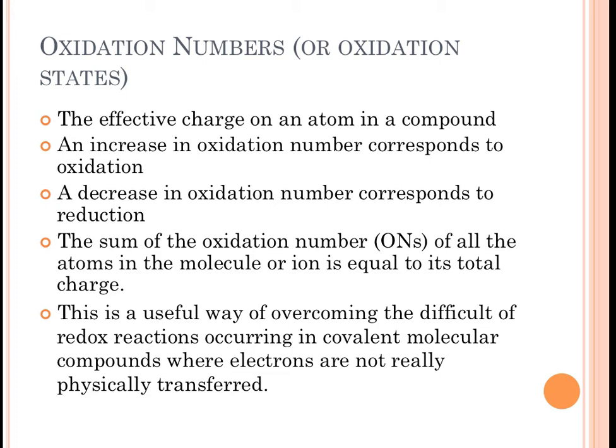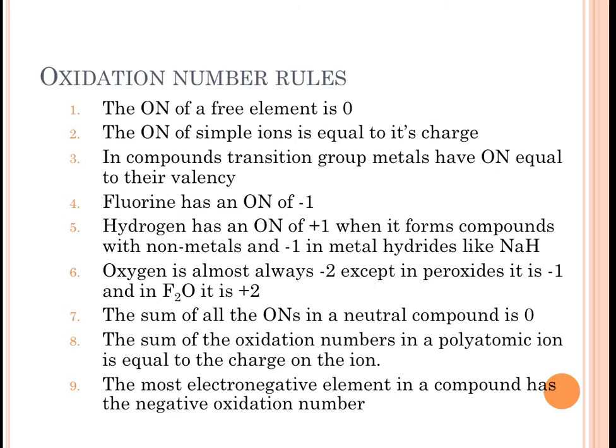We use oxidation numbers because in covalent molecular compounds, we're not really seeing the transfer of electrons. What we're seeing instead is a change in how those electrons are shared. Okay? We can work out those oxidation numbers using a few rules, but they are quite simple. Rule number one, which quite often trips people up: remember, if it's a free element, the oxidation number is 0. So if it's just oxygen, O2, or just nitrogen, N2, or just magnesium, which would just be Mg, then it's got an oxidation number of 0, because it's got no charge.